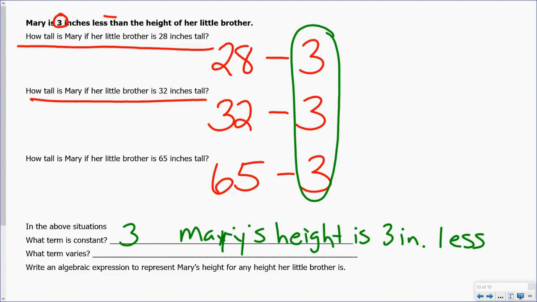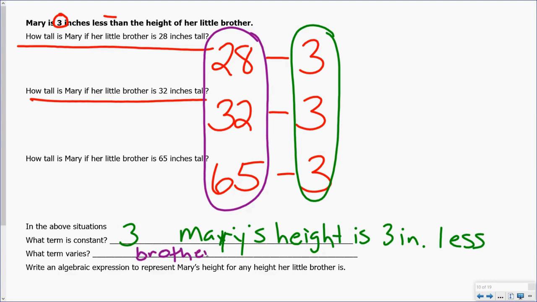What term varies? Well, when I look back at my expression here, this number is changing, and that's what varies means, is it's changing throughout each expression. And what does that mean? That is her brother's height.